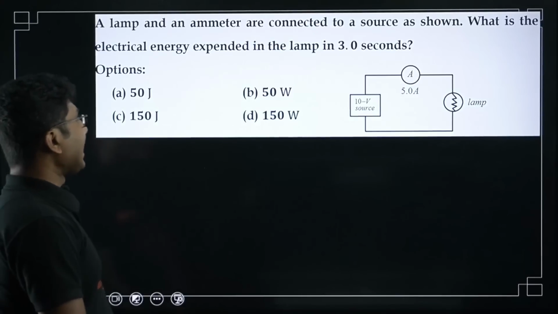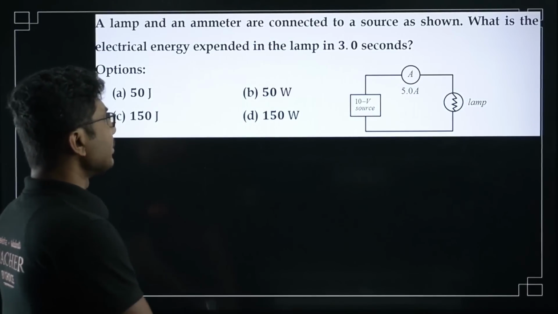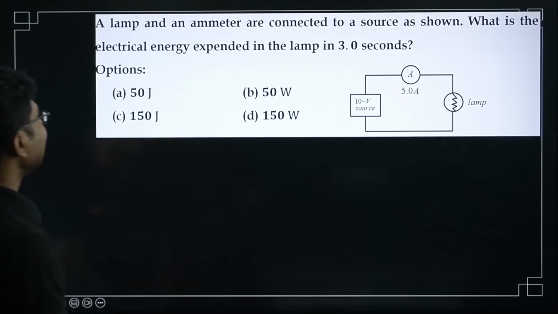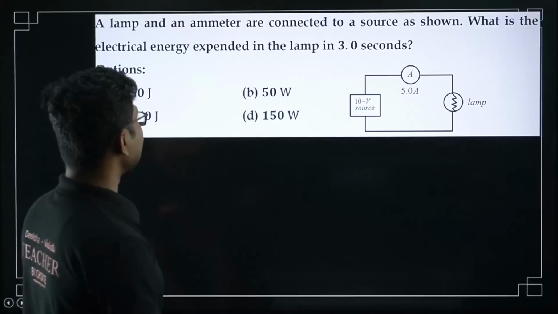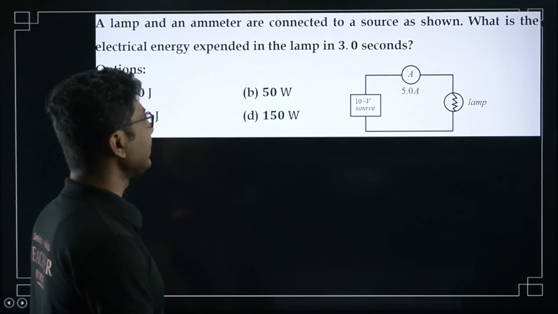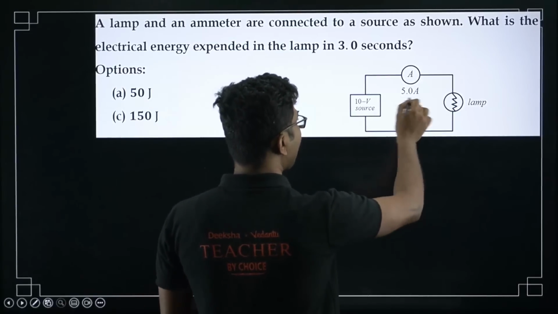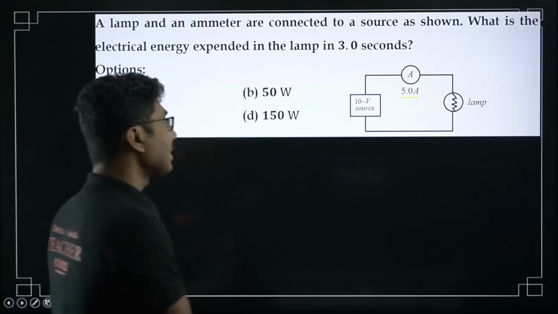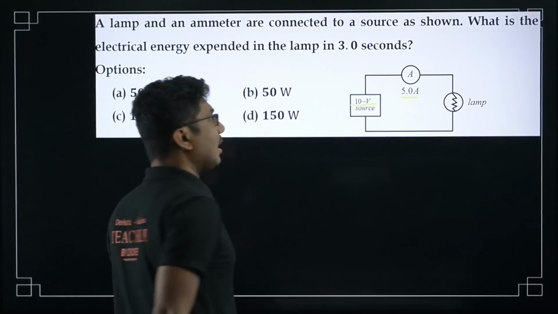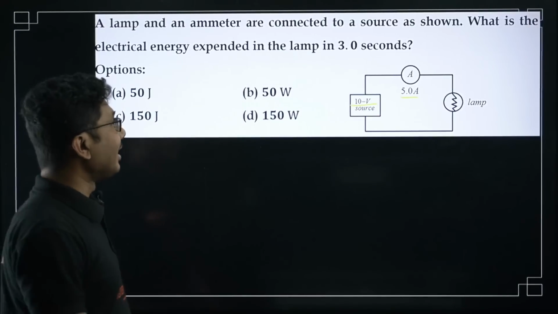A lamp and an ammeter are connected to a source as shown. What is the electrical energy expended in the lamp in 0.3 second? So here we have a lamp. Current passing through the lamp is 5 ampere. The voltage is 10 volt. Now what is the energy expended?